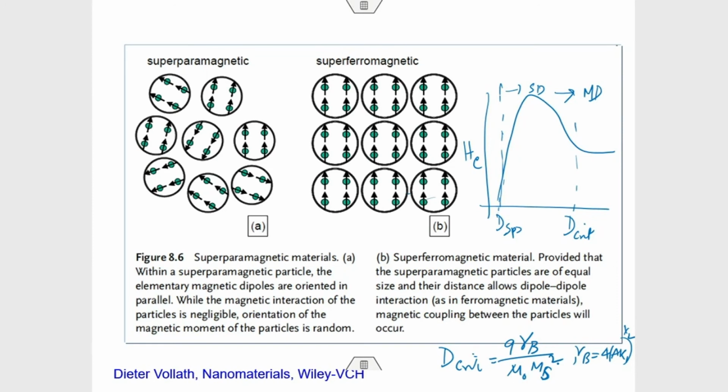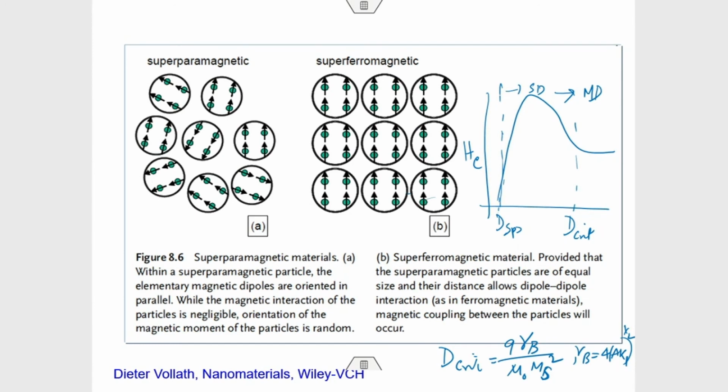What does it tell you? It tells you the effect of magnetocrystalline anisotropy. Magnetocrystalline anisotropy will try to align the spins properly, and thermal energy will try to disturb the spins. That is what happens.